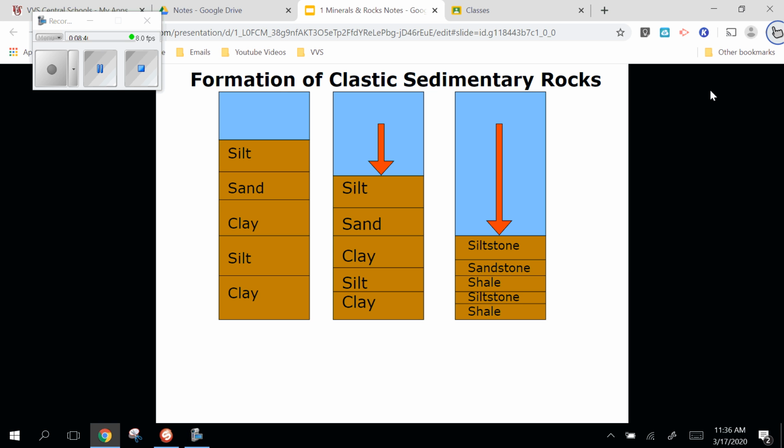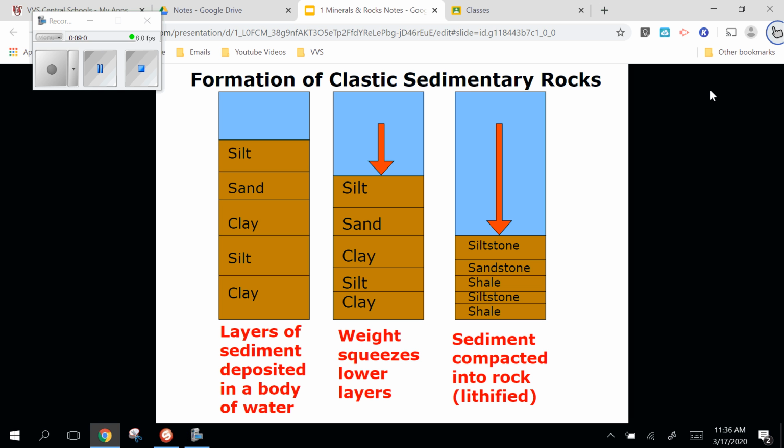How do we form clastics? Well, again, we have a water environment, a lake. The sediments get deposited, they get washed downstream in rivers, dumped in a lake, get deposited on top of each other, they push down on each other, and over time they get squeezed together and get compressed, and they merge into a rock, what's called lithification.